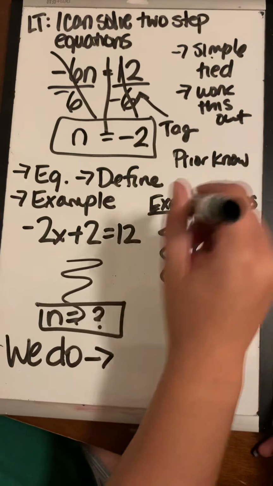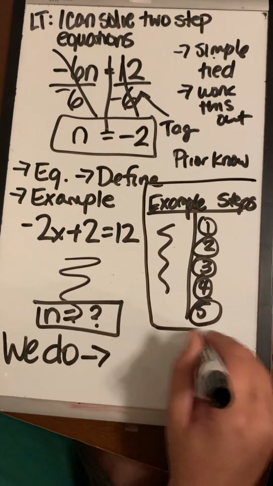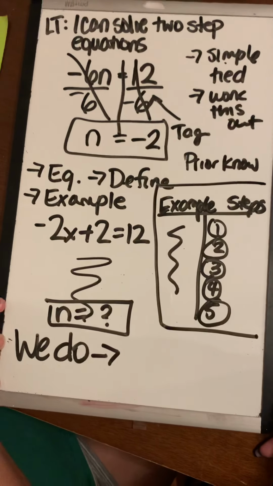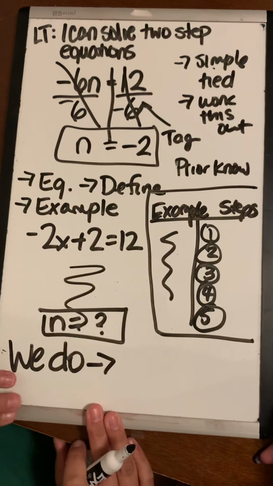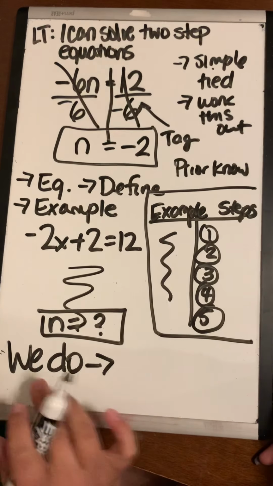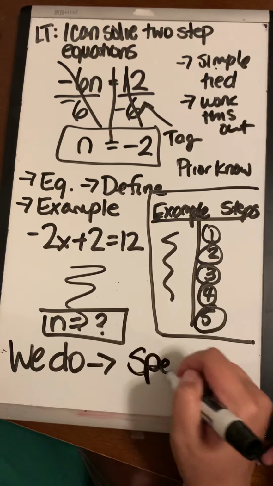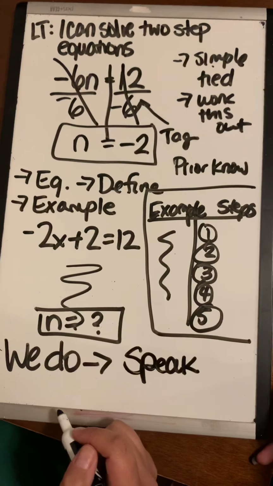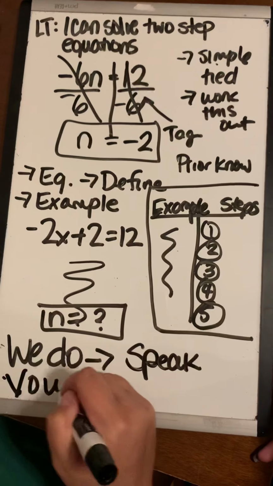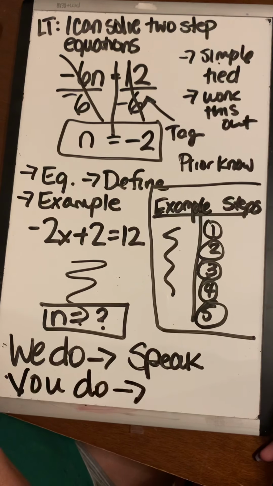This is also an anchor chart. So this graphic organizer you can use as your anchor chart. Not only do they have the resource in their notebook, but it's also hanging up in the classroom. From here in the we do, I want them to speak these steps to me as they're working and if they have any questions. And then of course you go into your whiteboard or your you do at that point for your model.